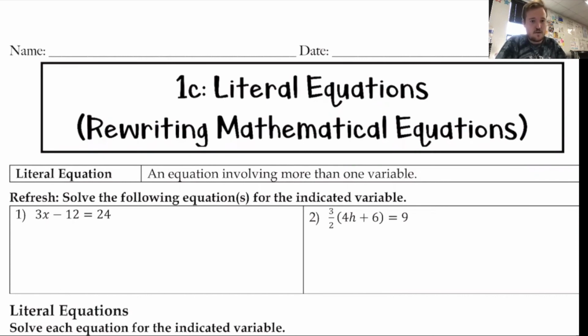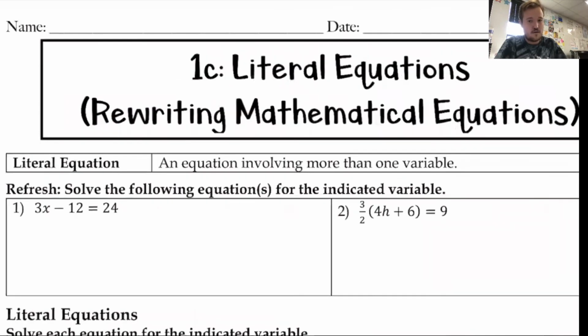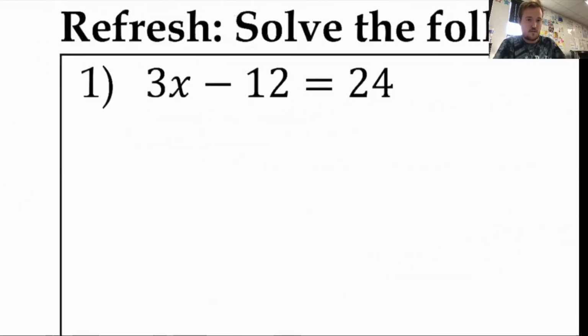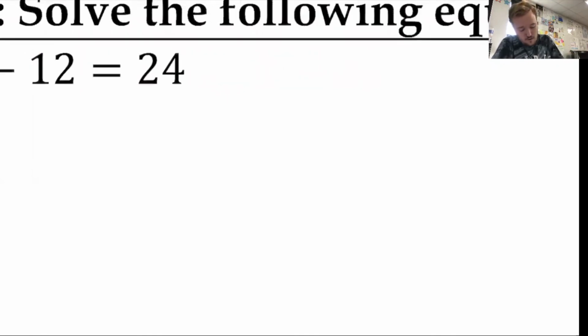Equations. So a literal equation is a mathematical equation that just has more than one variable. Typically before, like in 1b, we would solve an equation that would only have one variable. So kind of thinking back to 1b, we're going to solve these equations. We want to solve for the indicated variable. In this case, we want to solve for x. So in order to solve for x, we want to do the order of operations backwards.